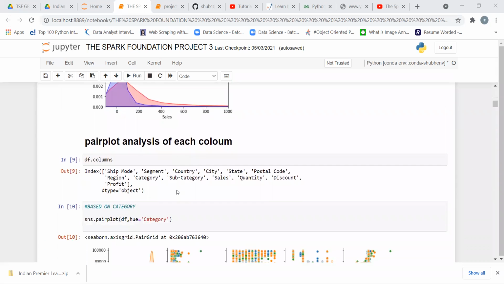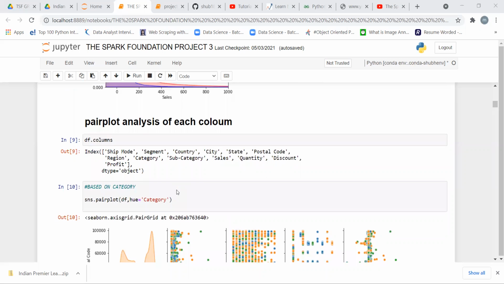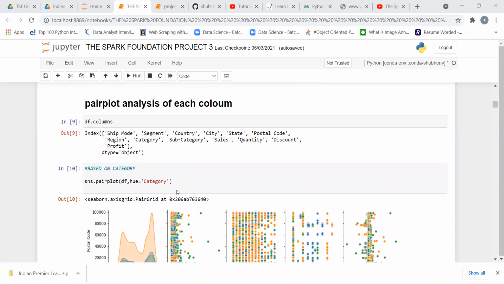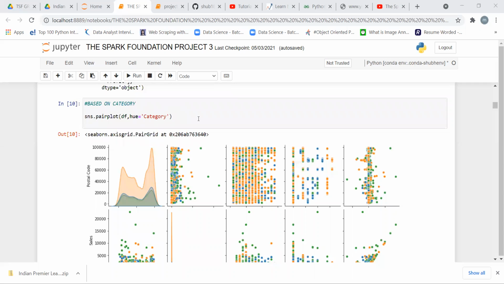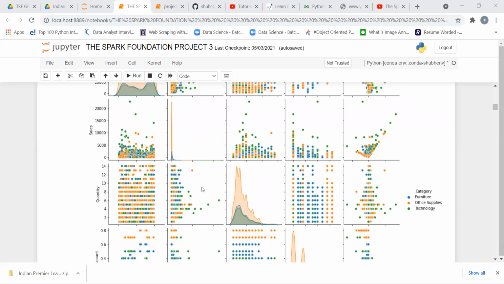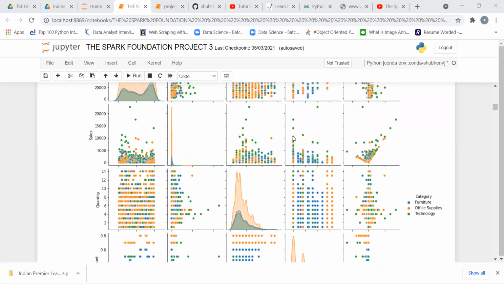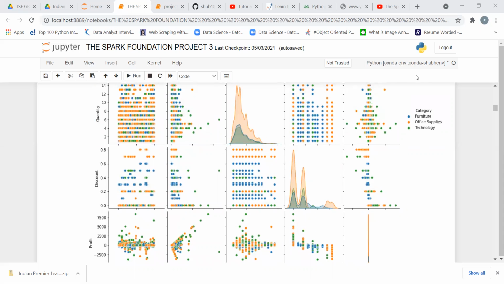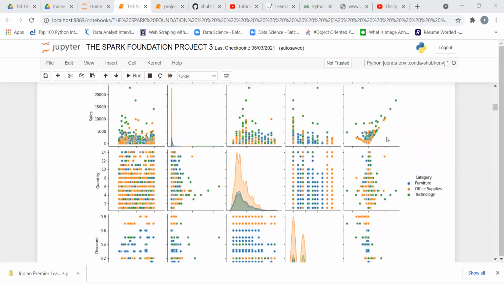Okay, now we use a pair plot for analysis of each column. We use a pair plot in terms of category, for quantity and discount. We have three types of categories in the data set, shown in orange, green and blue. Furniture is defined in blue, office supplies in orange, and technology in green.